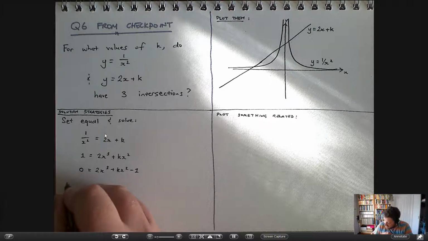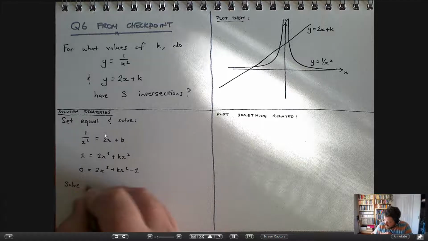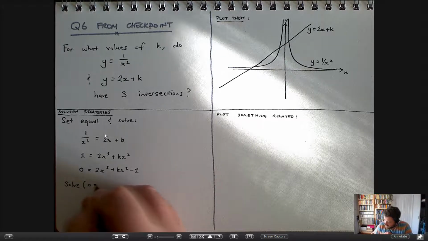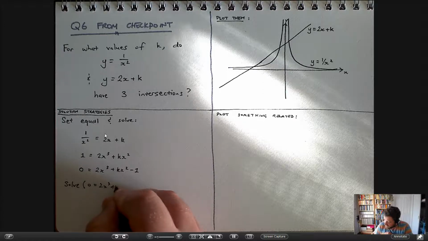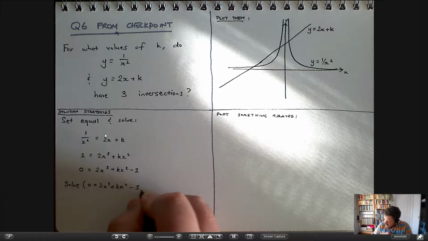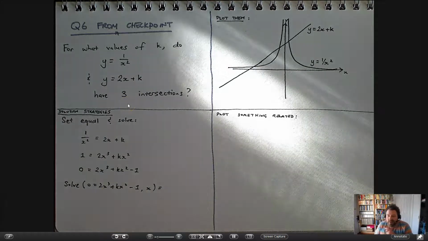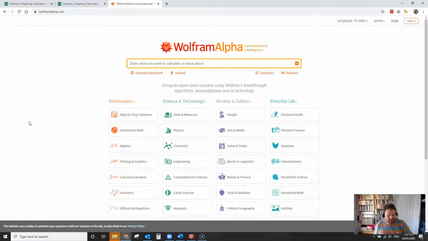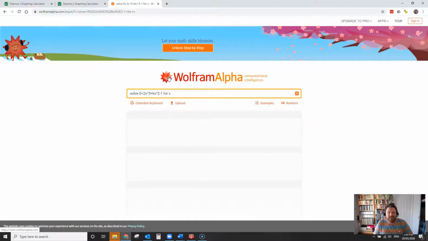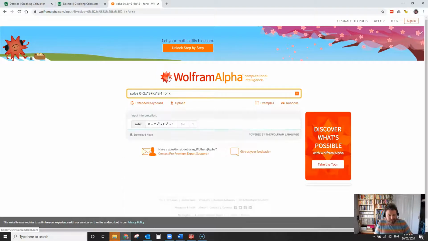So you might stick that into your CAS and get solve 0 equals 2x cubed plus kx squared minus 1, and solve for x. This is the point where I would normally pause my video and do this on CAS, but my CAS software is still not working. So I'm going to use Wolfram Alpha instead, which is basically an online CAS, a little bit smarter than a CAS. I'm just telling it, solve this equation for me, and solve it for x, please. I hit enter, and it thinks about it for a little while because it's not easy.